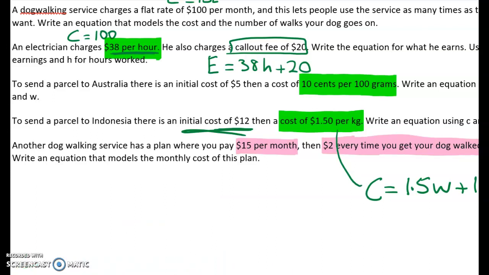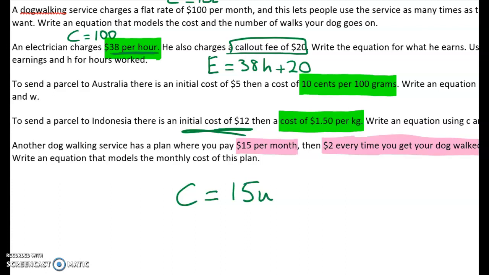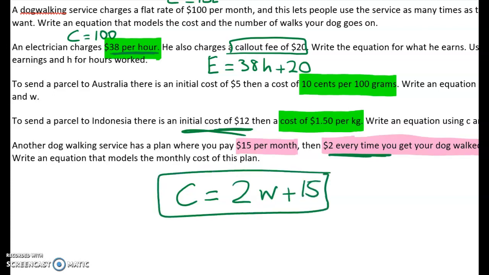Okay, so the equation for that last one is going to be this. C equals 15, I don't know, let's put W for walks. 15 times the number of, no, that's not right. 15 is my y-intercept. $2 is my gradient. So it's going to be 2W plus 15. So that's how we go from the words to the equation, and that's long enough. In the next video, I'll go over how we draw the graphs.